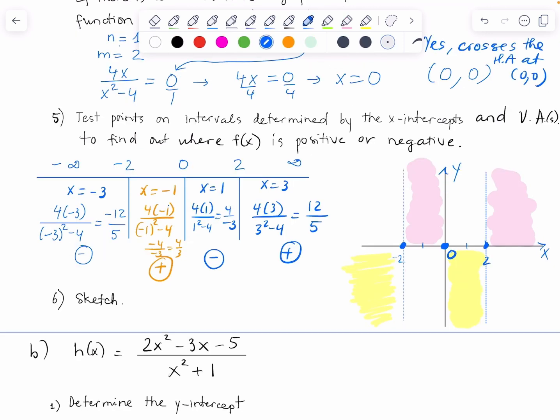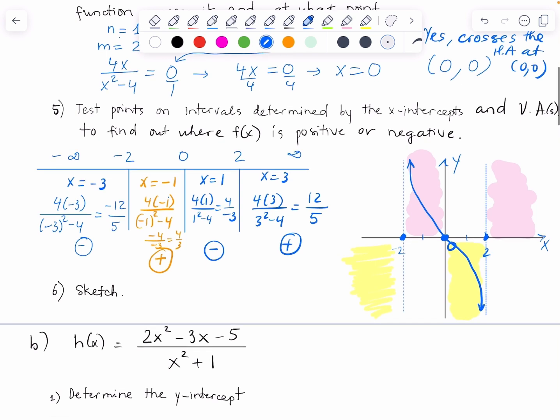Okay, next, let's sketch the graph. So we know that this is the x and y-intercept, actually, the point 0, 0, which we found earlier. So that means the graph would cross through that point. It will cross through this way because we want the graph to land in that pink section and the yellow section that I highlighted. So it's going to look like this. And we also want the end behavior of that curve to travel along those vertical asymptotes.